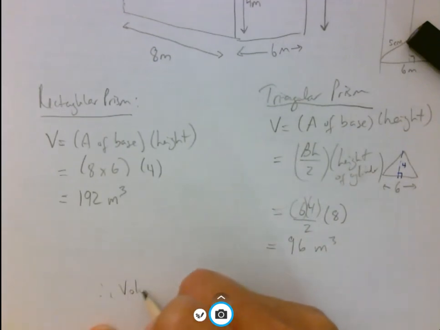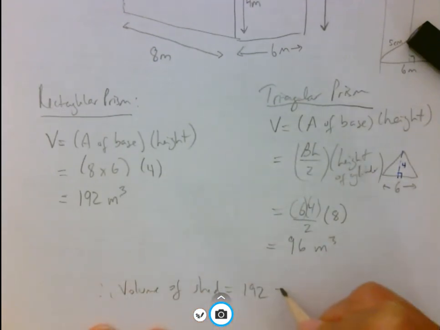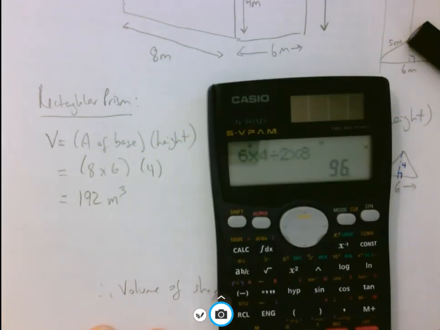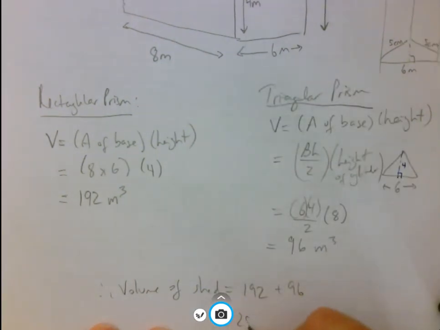Therefore, the volume of the shed is equal to 192 plus 96, 288 cubic meters.